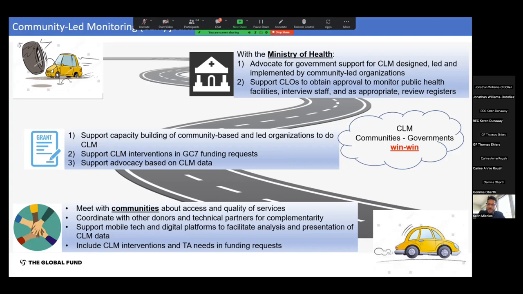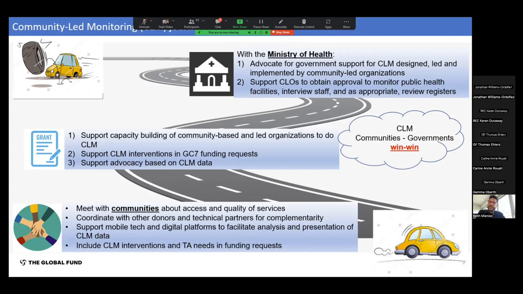Here are some tips. You should meet regularly as CCMs and PRs, and this can be in your respective capacity or as the structure in and of itself, to assess the quality and accessibility of services. Importantly, as more donors and technical partners are becoming interested in investing in community-led monitoring mechanisms at the national and subnational levels, it's important to invest time and resources in coordination.